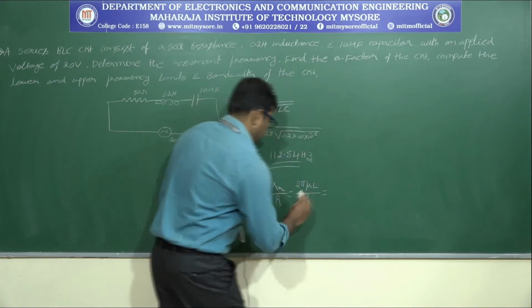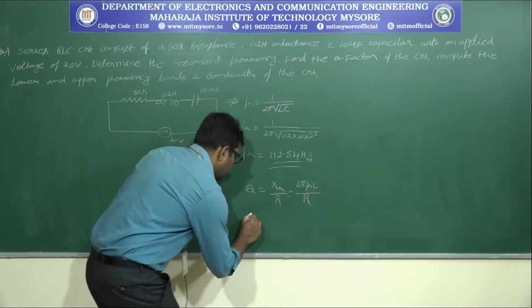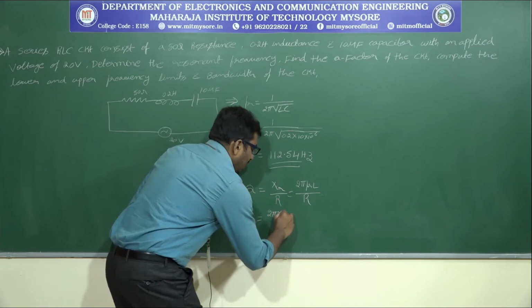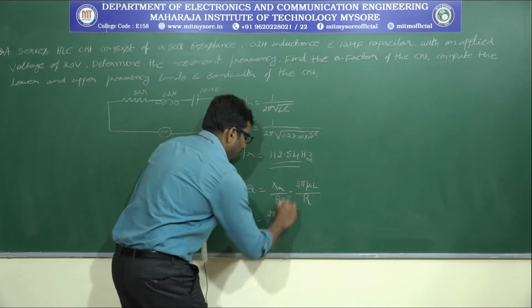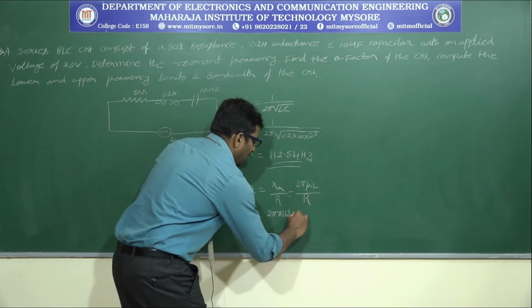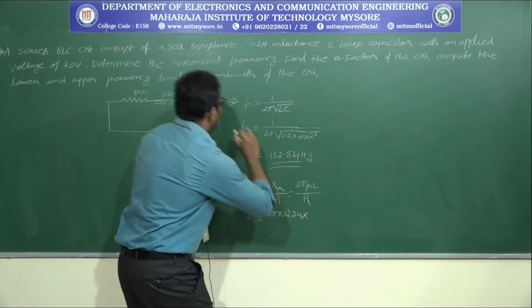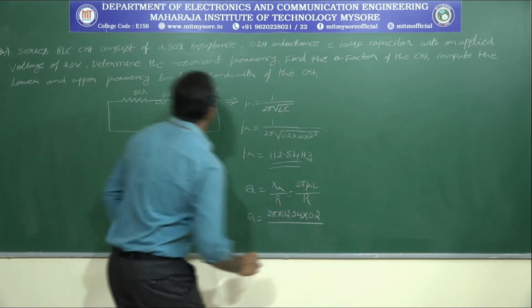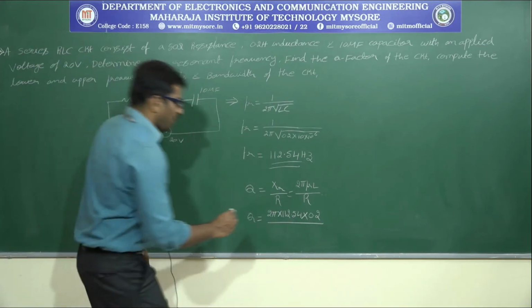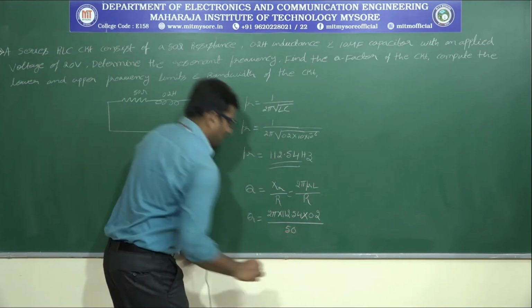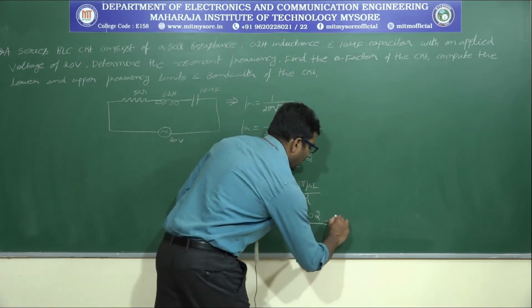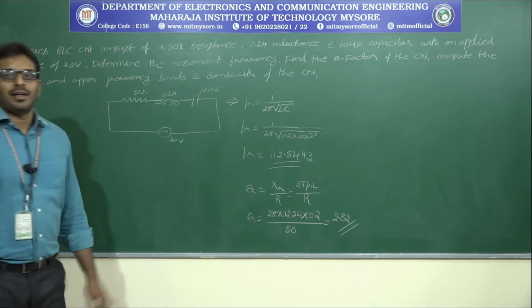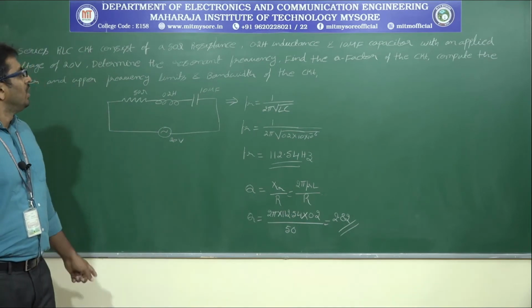So let me write here. Q is equal to 2 pi into, what is FR? We already calculated 112.54, into the inductance value 0.2 Henry, divided by, what is the resistance value? 50 ohm. By simplifying this expression, you will get 2.82. This is the quality factor of this given circuit.